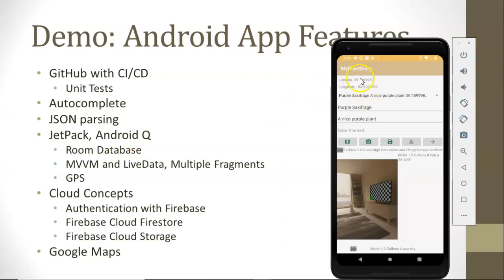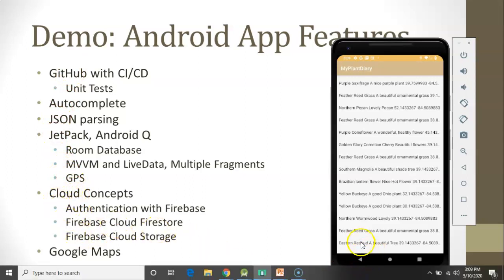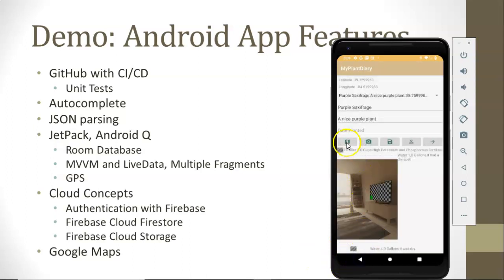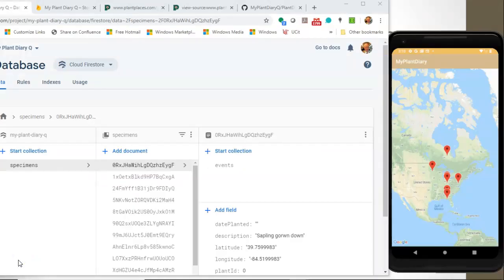GPS, you see that we have GPS that's coming in up here, and that GPS stores with our specimens. If you look to the right, you'll see that several of these have GPS markers on them. So we've covered all of these so far, and we've also covered the cloud concepts that we're going to look at. Let's look at the final one, which is Google Maps. So I click over here to this little map icon, and we'll see a Google map will appear. This map shows the location of all of the specimens that we've GPSed.